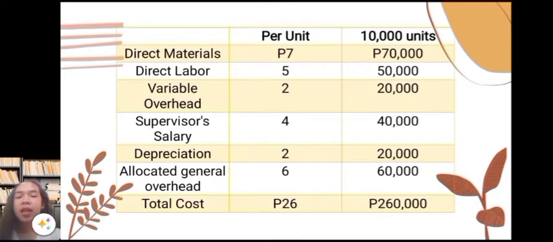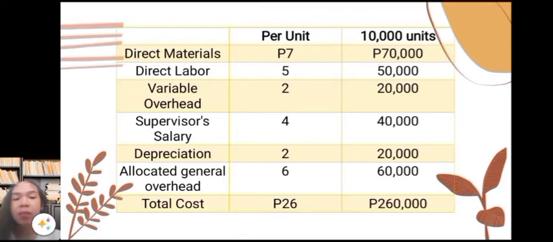So let's take a look at an example of a make or buy decision. In here, we have the data of a certain company with its expenses. Say for example, yung bandana kanina. A company would incur these following expenses. Direct materials of 7 pesos per unit. Direct labor 5. Variable overhead 2. Supervisor salary 4. Depreciation of equipment 2. Allocated general overhead 6 for a total cost per unit of 26.